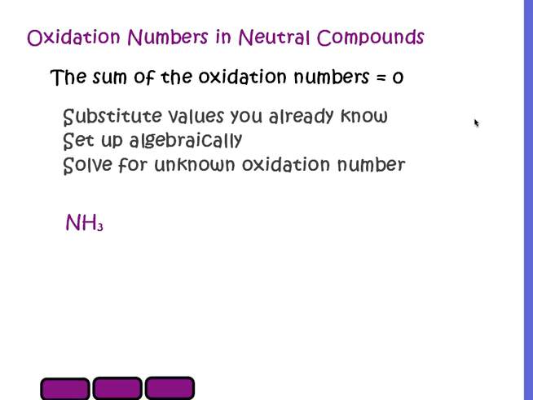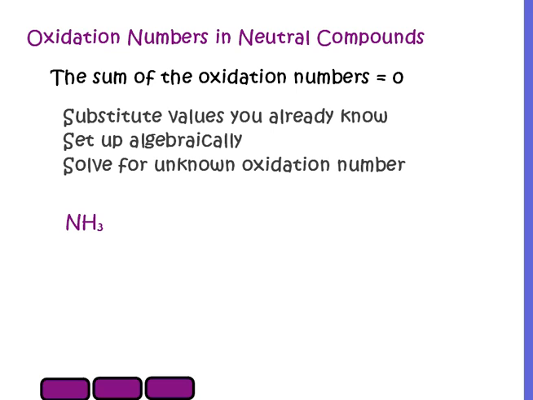So here's the way we're going to do it. First of all, we're going to substitute in the values that we already know from those common elements that we just saw a moment ago. Next, algebraically, we're going to set ourselves up a little formula so that we can solve for the unknown element. And then finally, we'll go ahead and algebraically solve for the oxidation number of that unknown element.